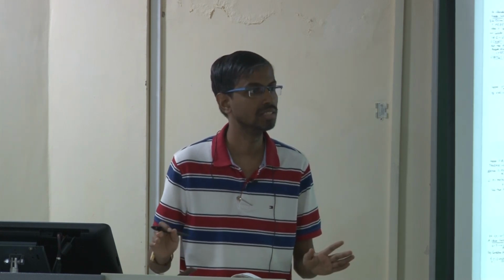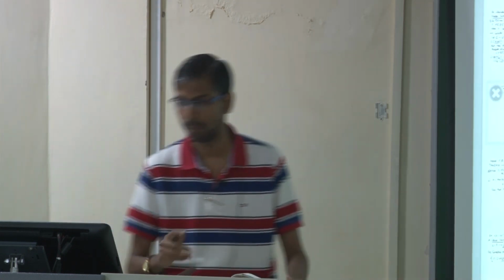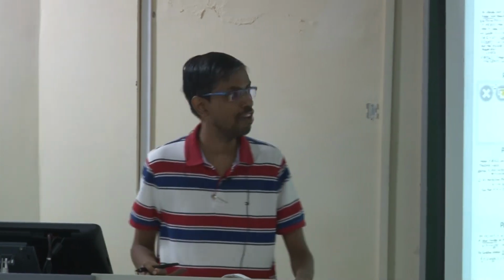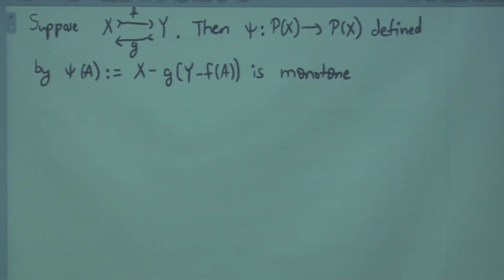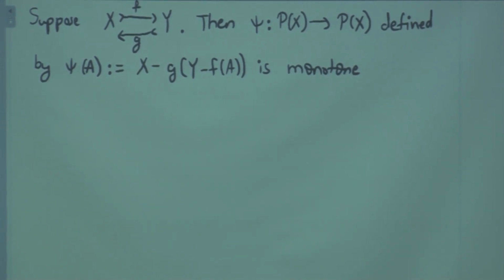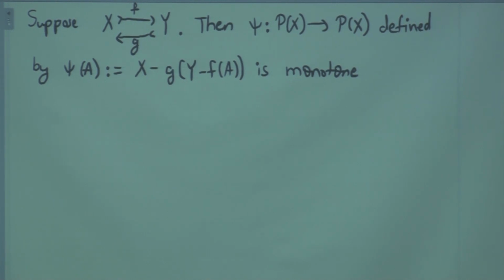Okay, any questions? Okay, let's complete the next proof then. Suppose f and g are injective functions, from X to Y and Y to X respectively. Yeah, this is the hypothesis of the Cantor-Schroder-Bernstein theorem. We are trying to prove that.